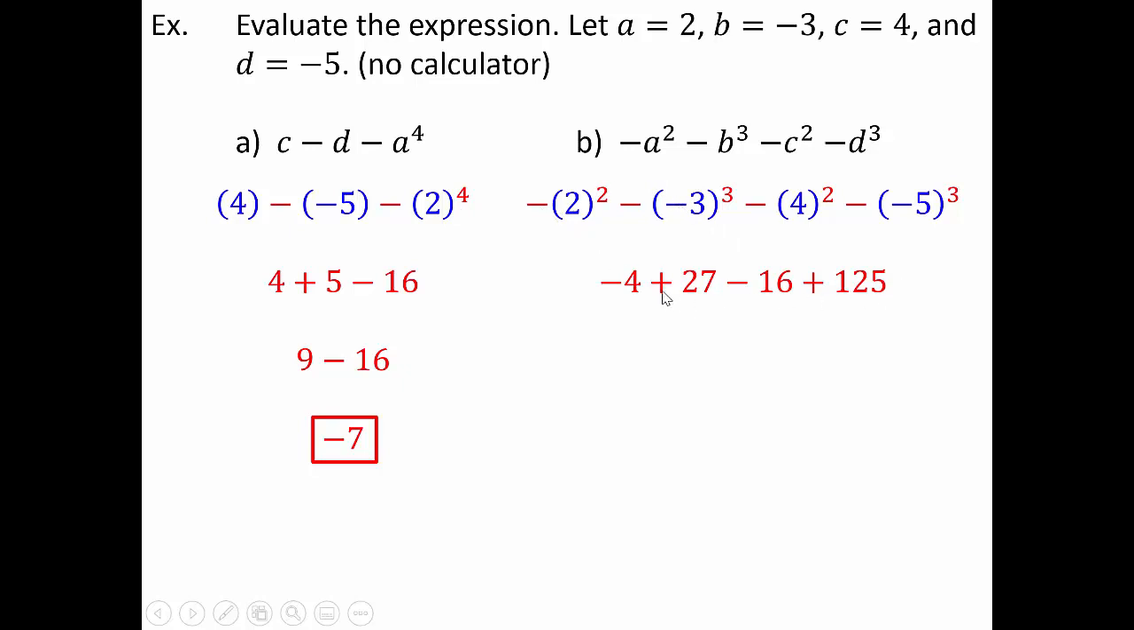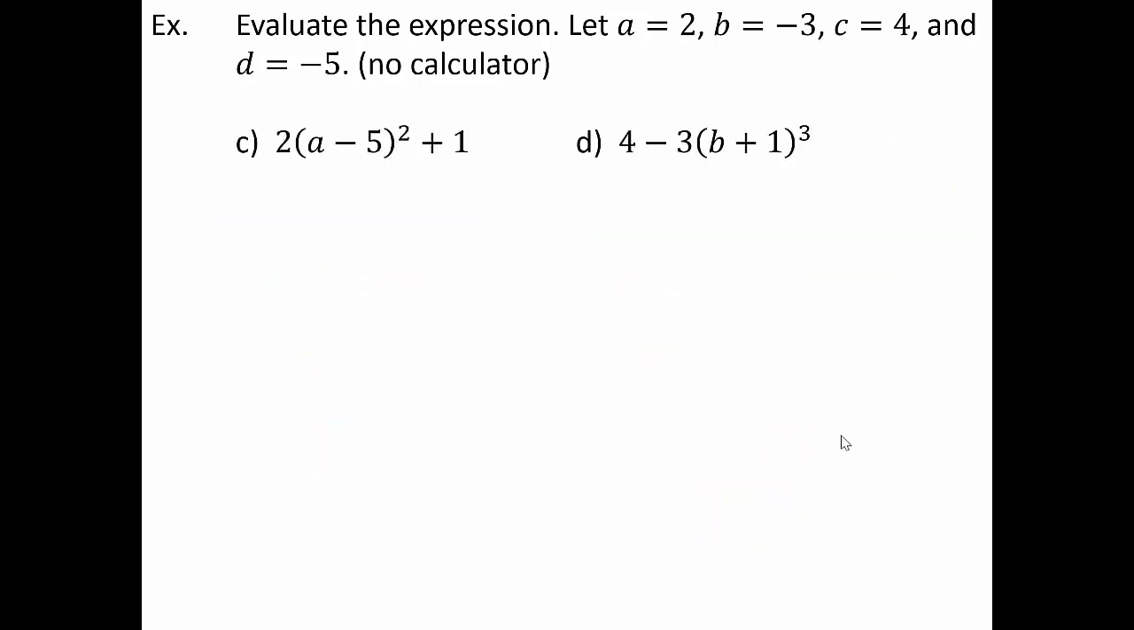So now let's combine like terms. Again, I can work this from left to right, or I can realize that addition and subtraction can be done in any order as long as the positives and negatives of the numbers are maintained. So I'm going to take the negative 4 and the negative 16 and combine that to be negative 20. I'm going to take the positive 27 and the positive 125 and combine those to be 152. And then I'm going to take 152 and subtract 20 to get 132. Final answer.